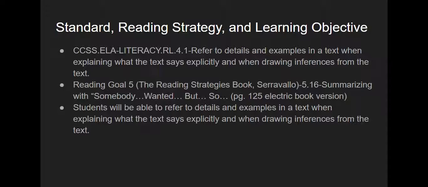The learning objective for this standard and reading strategy is students will be able to refer to details and examples in a text when explaining what the text says explicitly and when drawing inferences from the text. So I had the students do this and scaffold it as we were talking and identifying each part of the somebody wanted but and so of the story and citing evidence, so telling me where in the text it tells them that this is who the main character is.